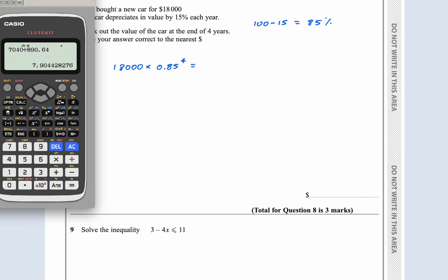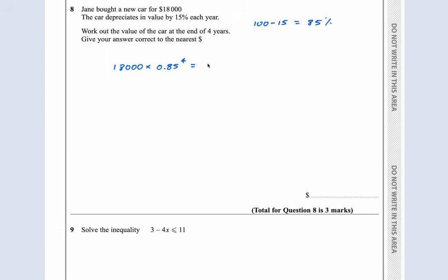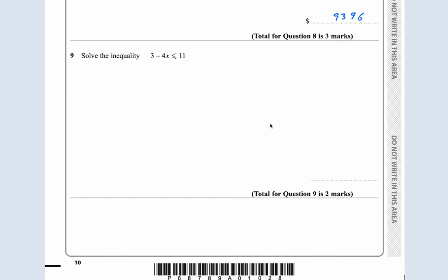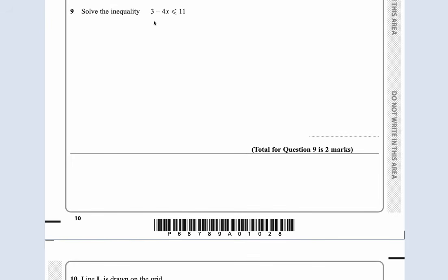Okay, this is now 18,000 times 0.85 to the power of 4, which is 9396. And again, he says nearest dollar. So I'll just do approximately equal to 9396.